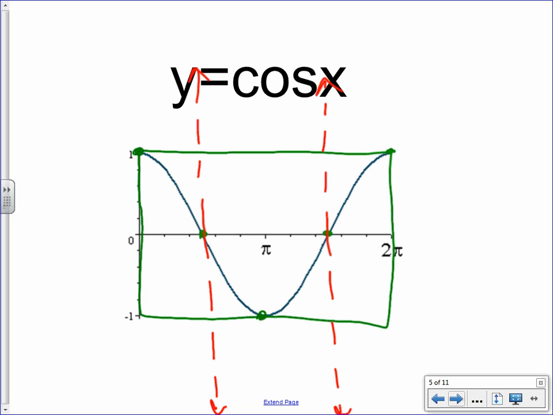Okay. Then things are going to go similarly. Okay? Here at pi, the cosine is negative 1. Well, the reciprocal of negative 1 is negative 1. And we can do the same thing. We have at 2 pi over 3, the cosine is negative 1/2. The reciprocal is negative 2. Same thing happens at 4 pi over 3.